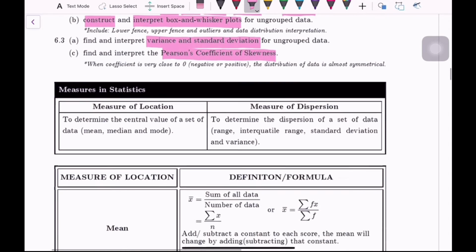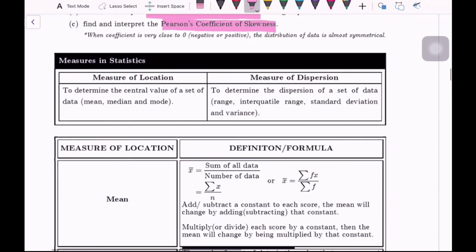Measures in statistics. Measures of location. To determine the central value of a set of data means to determine the mean, median, and mode. For measure of dispersion, to determine the dispersion of a set of data, it means to find the range, interquartile range, standard deviation, and variance.